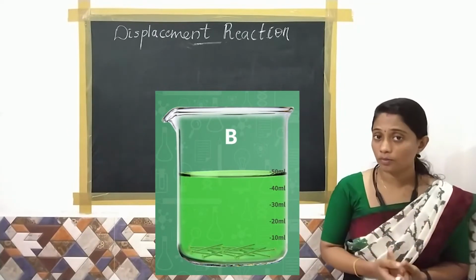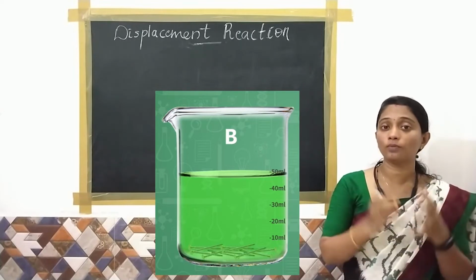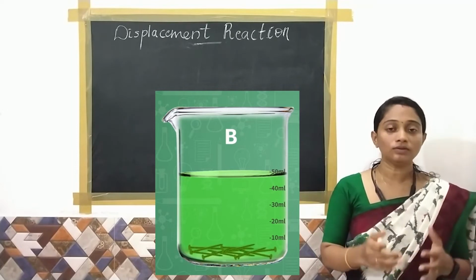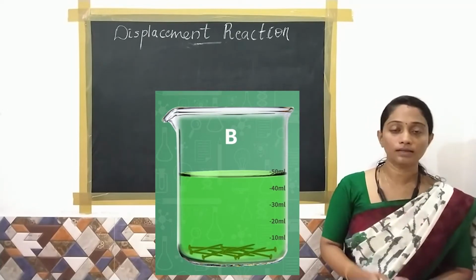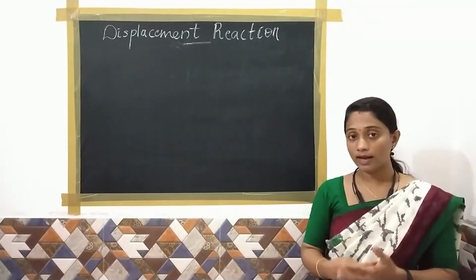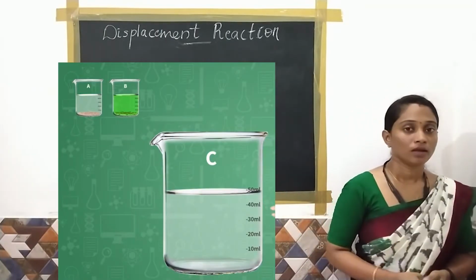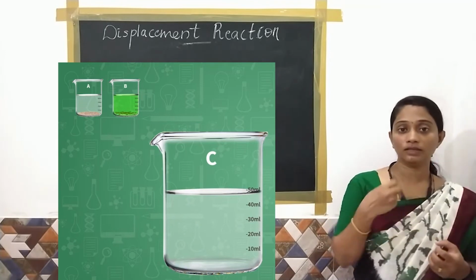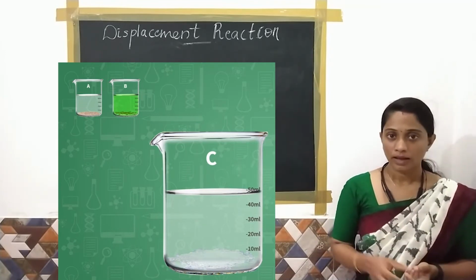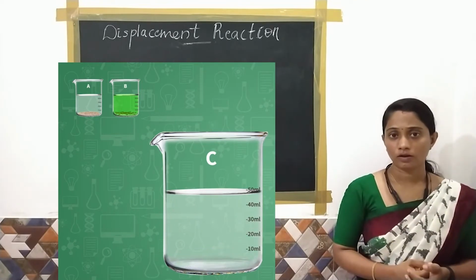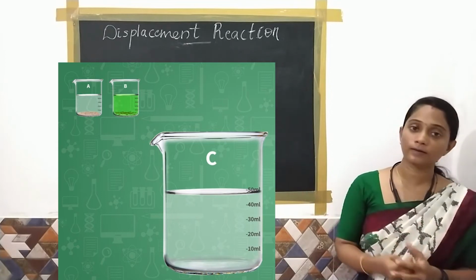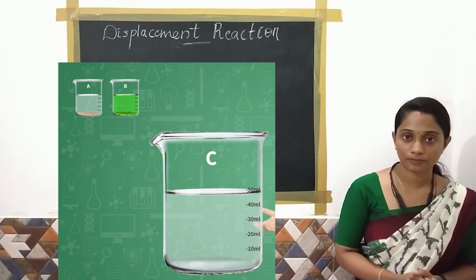And what about the copper? This copper is deposited on the iron layers. So this reaction is named as a displacement reaction. Let's see what is going to happen in beaker C. In beaker C, I am dissolving some zinc sulfate salt. And carefully observing what is the color of this solution. It has no color, it is a colorless solution.